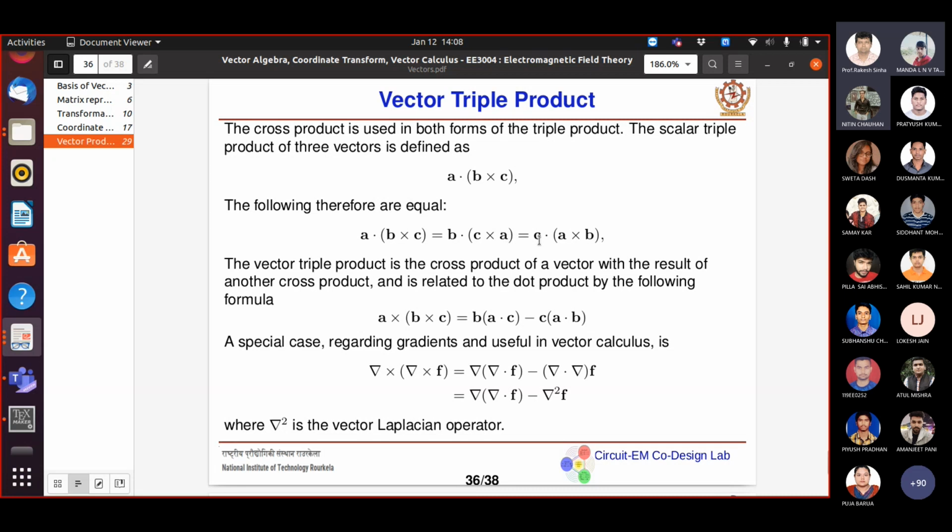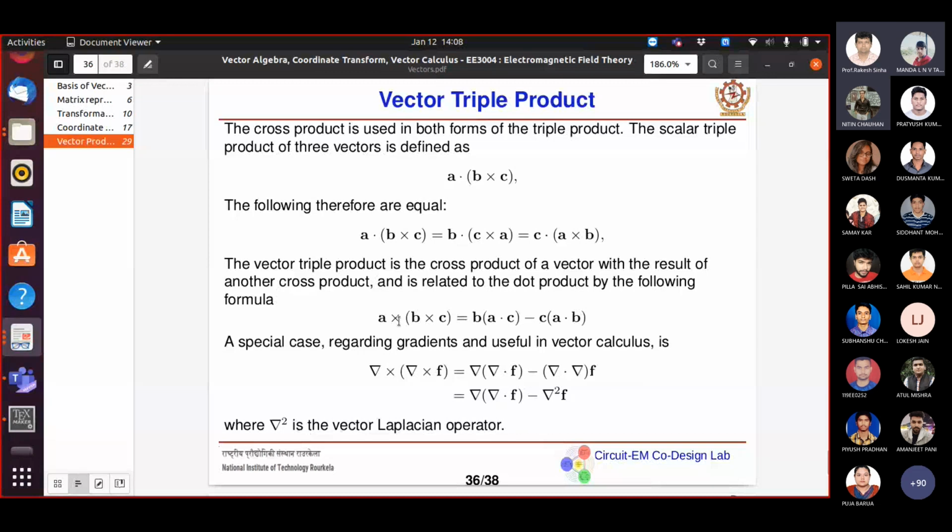Okay, and another product is the vector triple product. This is a vector product of two vectors, B cross C, and that is multiplied with another vector A, and that forms another vector. So ultimately the result is a vector. Here the result is a scalar quantity, but here the result is another vector quantity. And this property is very helpful when we try to derive the wave equation. When we derive the wave equation, we need this property, and we will see later on.